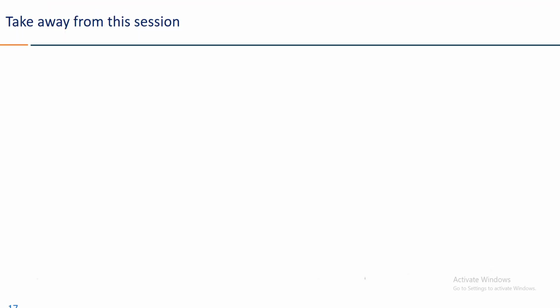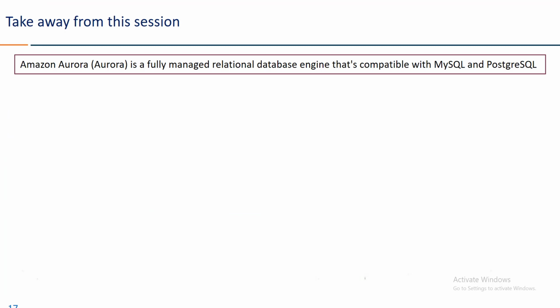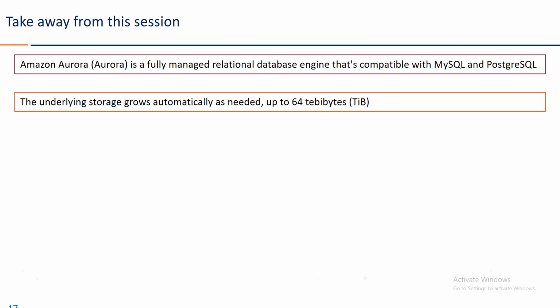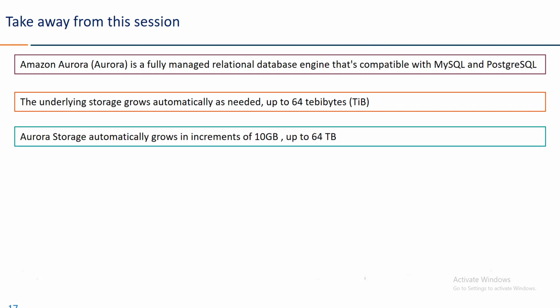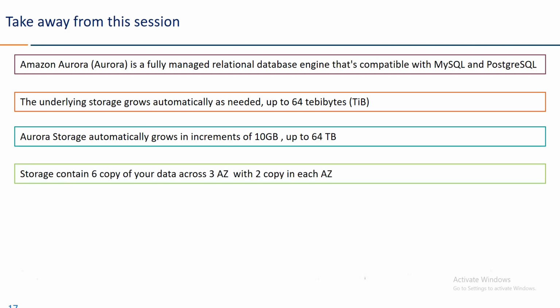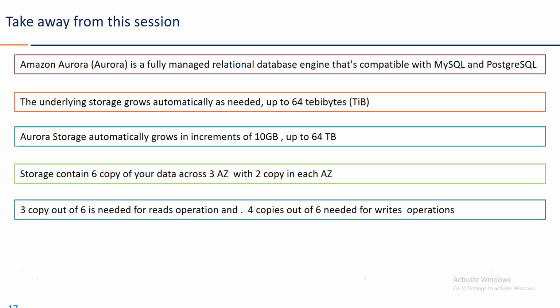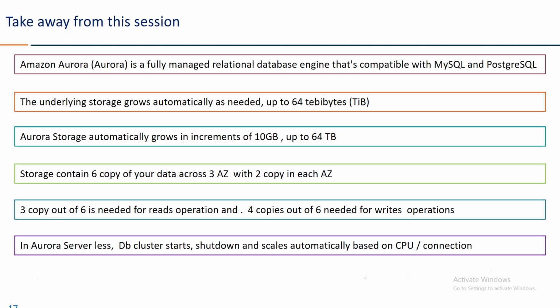Okay. So the takeaway from the session is that Amazon Aurora is a fully managed relational database engine that is compatible with MySQL and PostgreSQL. The underlying storage grows automatically as needed, up to 64 terabytes. Aurora storage automatically grows in increments of 10 GB up to 64 TB, so you don't have to do provisioning. Storage contains 6 copies of your data across 3 availability zones, 2 copies in each. 3 copies out of 6 are needed for read operations and 4 copies out of 6 are needed for write operations.